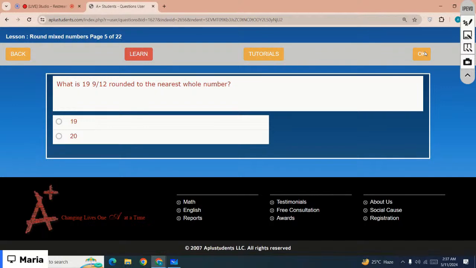Okay, 19 whole 9 over 12 rounded to nearest whole number. So which is the correct option? That is 9 over 12, right? 9 over 12 is greater than 1 over 2. Greater than 1 over 2, right? So you need to round up. Round up means you need to round up to 20. The correct option is 20.